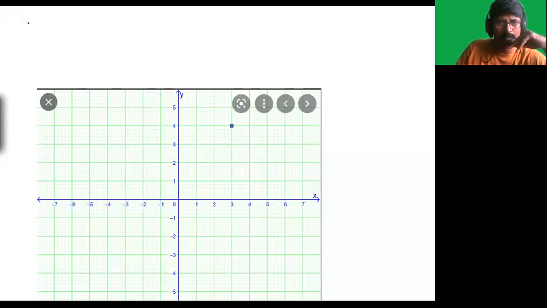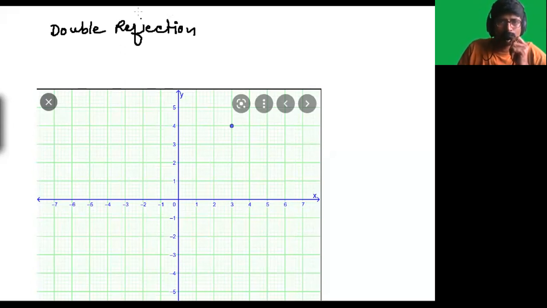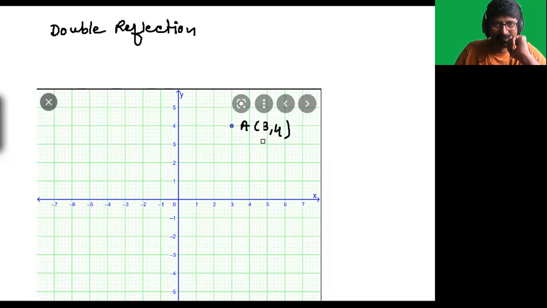Now we're learning something called double reflection. What do you mean by double reflection? Say suppose this is point A, 3 comma 4. It looks like 8 comma 4, but it is seriously 3 comma 4. First of all, it reflects under the x-axis and becomes A prime. Then it reflects under the y-axis, so it will become minus 3 comma minus 4, isn't it?